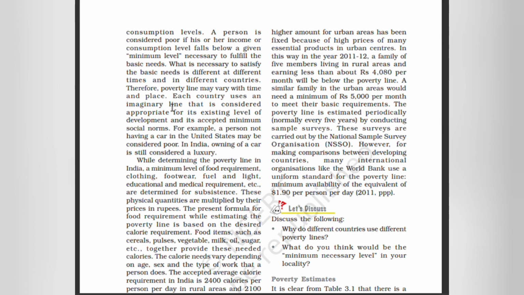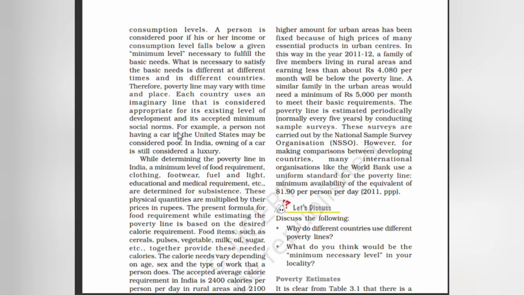Each country uses an imaginary line that is considered appropriate for its existing level of development and its accepted minimum social norms. For example, a person not having a car in the United States may be considered poor. In India, owning a car is still considered a luxury.